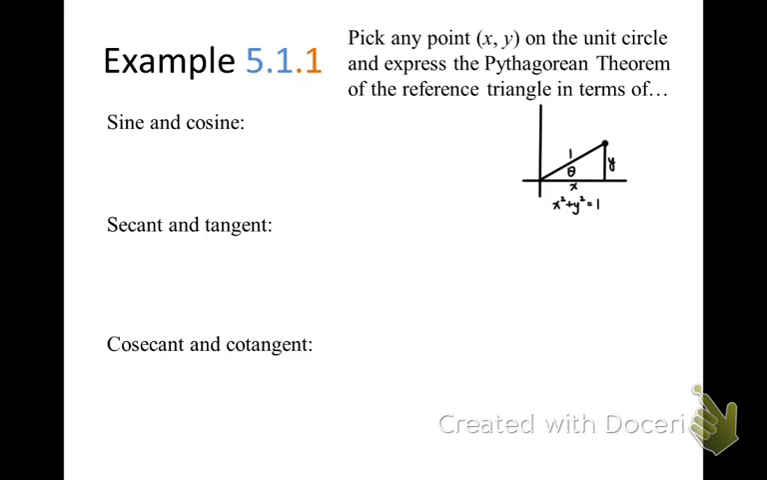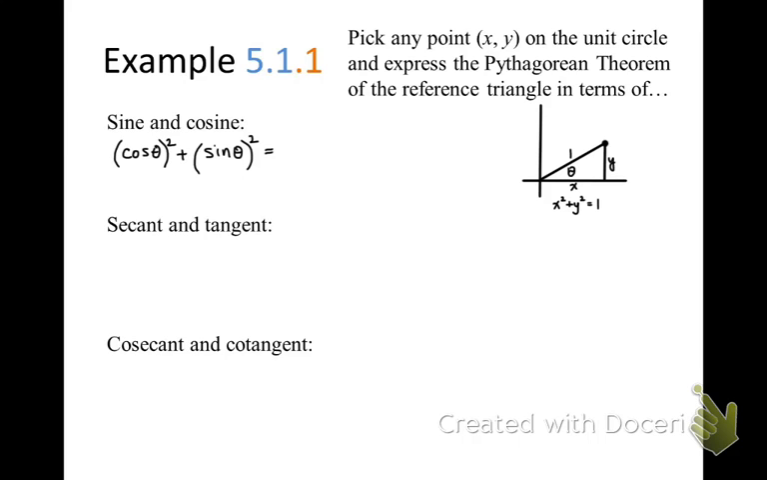But I'm asking to do this in terms of the sine and the cosine. So what can I put in place of x in terms of sine and cosine? What is x? Cosine of theta. So this would be writing the cosine of theta squared plus, and then my y value is, what's my y value? The sine of theta squared.